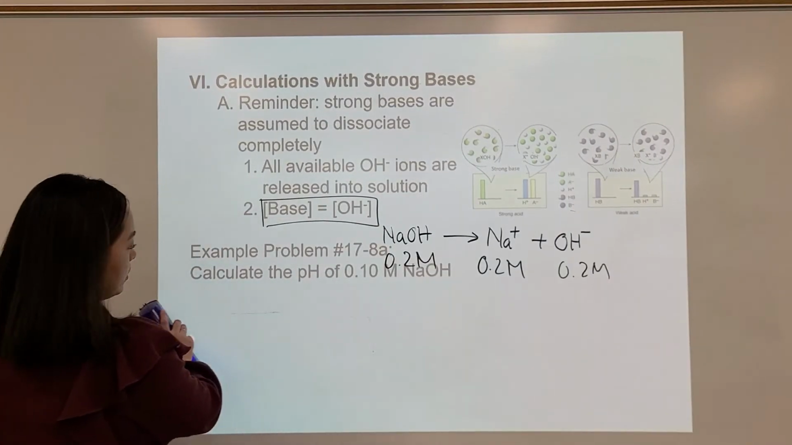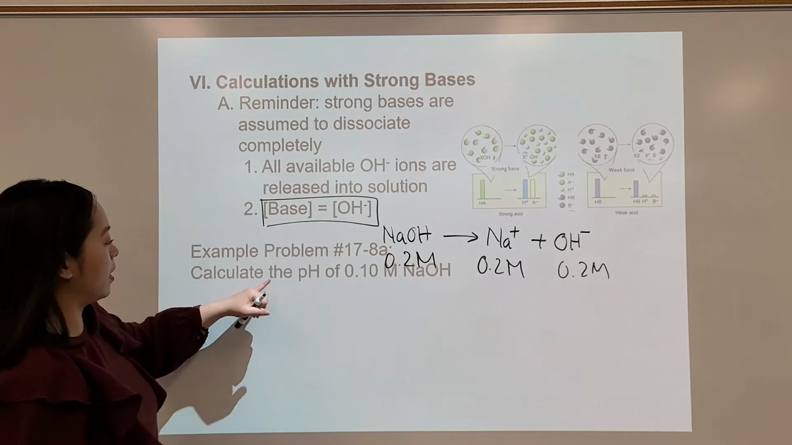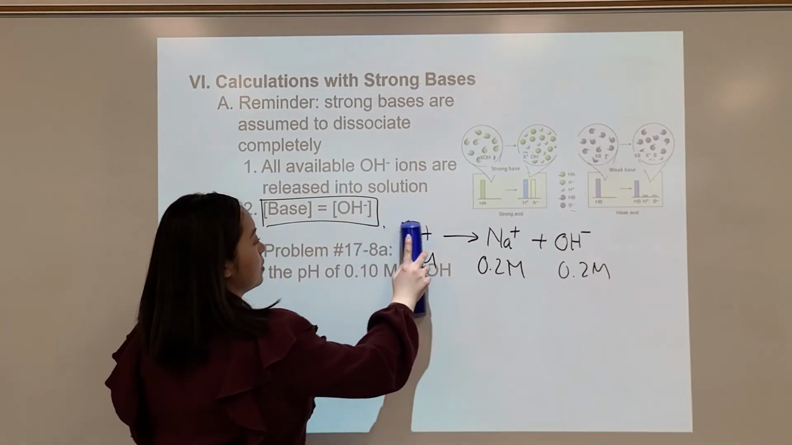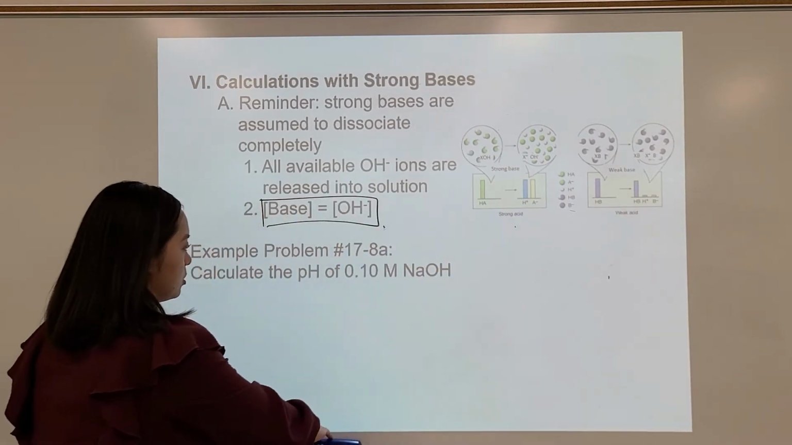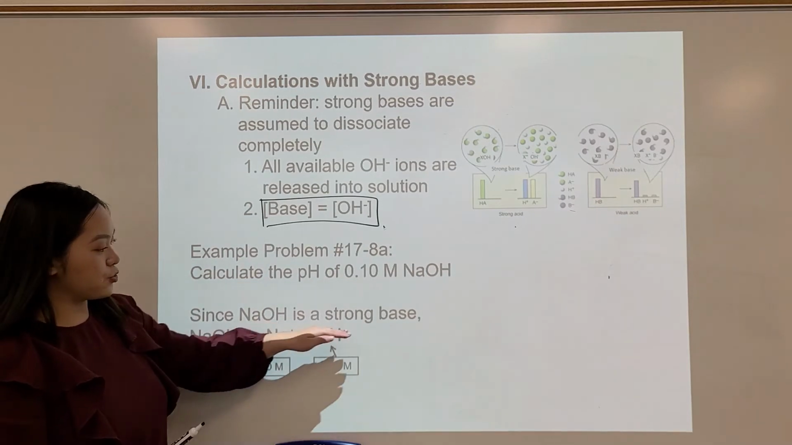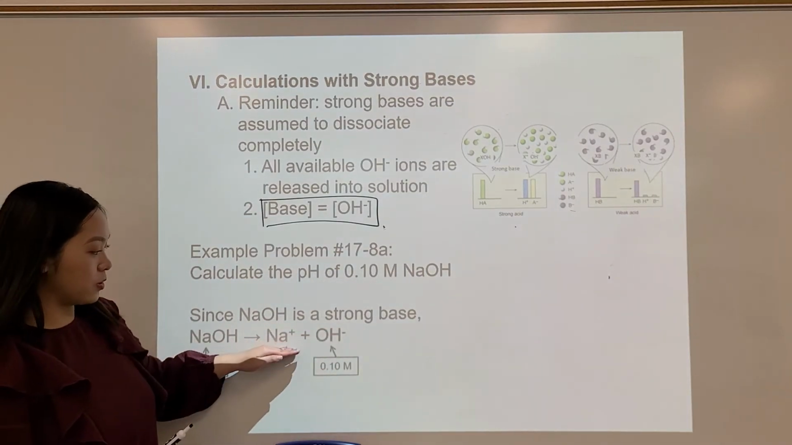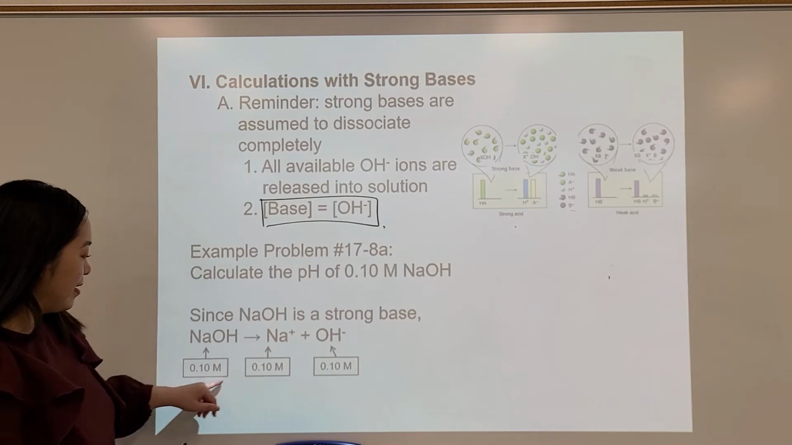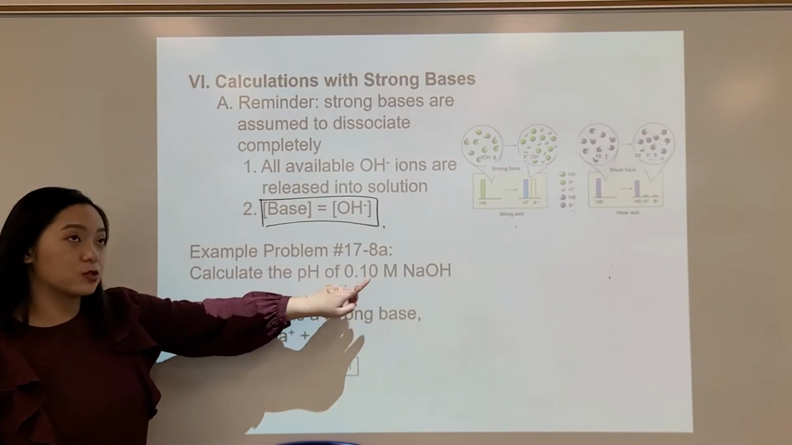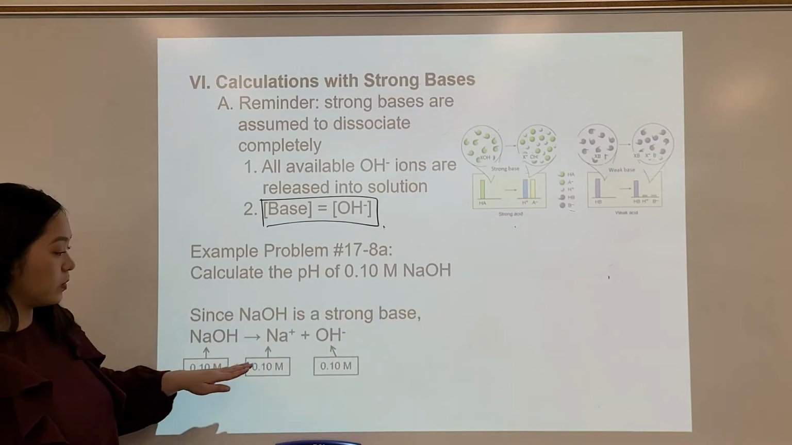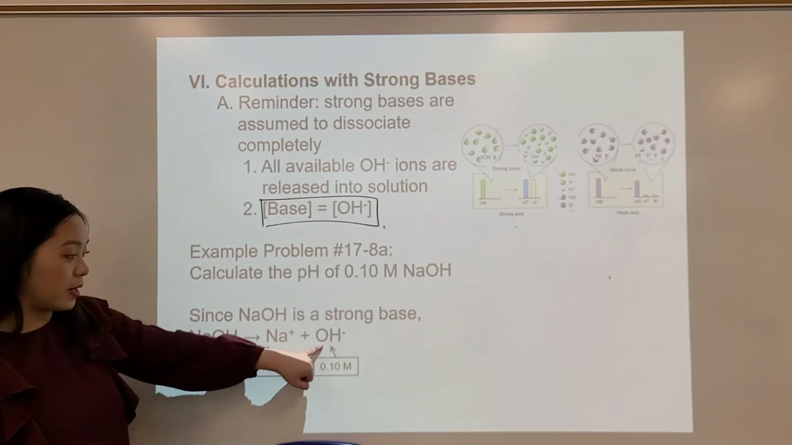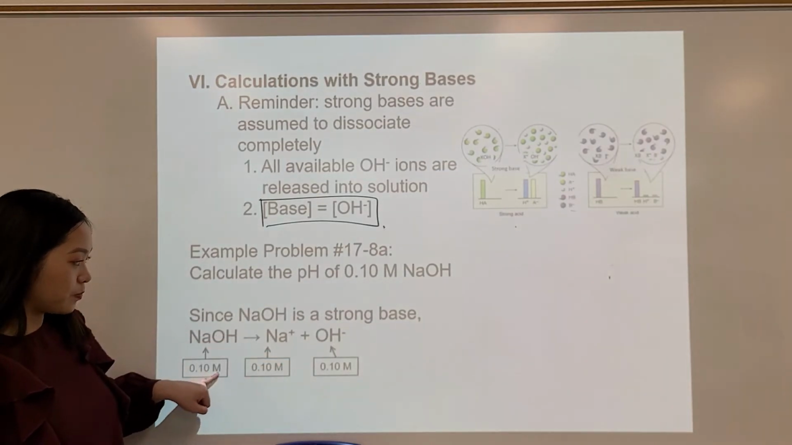Let's do an example to apply this relationship. The example problem asks you to calculate the pH of 0.1 molar sodium hydroxide. Now, sodium hydroxide, I just wrote the chemical equation, but let's rewrite it one more time. It's a strong base. It releases into Na+ and OH minus. Now, the concentration of sodium hydroxide is 0.1. So when it dissociates, the concentration of each of the ions is also 0.1.